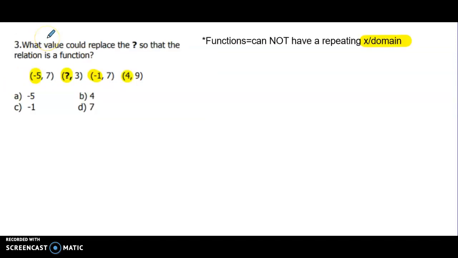Okay. Number 3. What value could we replace the question mark so that the relation is a function? Now, if you look over here, you have to remember that functions do not have repeating x's or repeating domains. The first number in a set of coordinate points is my x value. So I have to pick an answer choice that could replace this, but it cannot be a -5, so I know this isn't my answer. It cannot be a -1, and it cannot be a 4. So my answer would be 7. So 7 could go right here because it would not have any repeating x values.